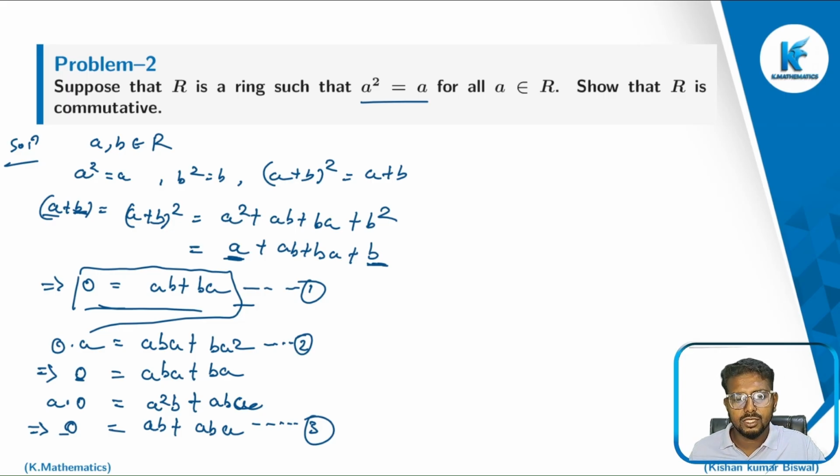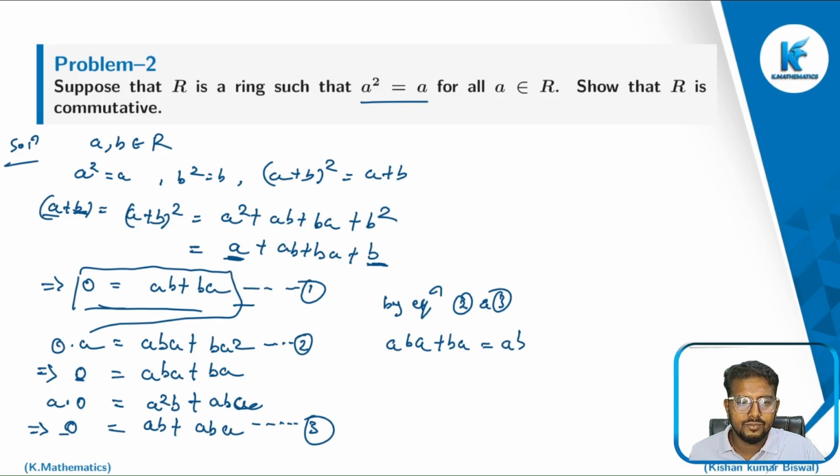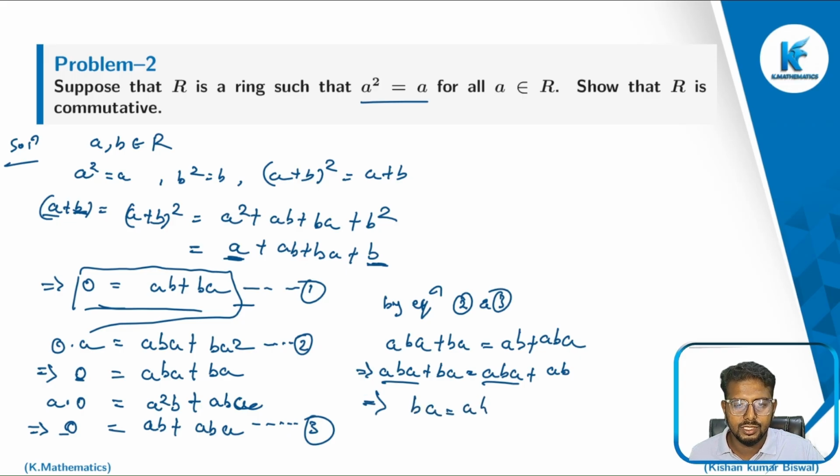सो यहाँ पर बाय इक्वेशन 2 and 3, दिस इज इक्वल टू aba प्लस ba इक्वल टू ab प्लस aba. तो यहाँ पर रिंग जो होता है ये कॉम्यूटेटिव अंडर एडिशन होता है, तो इसे हम ऐसे लिख सकते हैं aba प्लस ba इक्वल टू aba प्लस ab. तो यहाँ पर देखो बाय लेफ्ट कैंसलेशन लॉ ऑफ एडिशन यहाँ पर aba कैंसल आउट हो जाएगा. दिस इज इम्प्लाइज ba इक्वल टू ab. तो यहाँ पर a एंड b जो है आर्बिटरी है, तो यहाँ पर ba इक्वल टू ab होगा फॉर ऑल a एंड b बिलोंग्स टू R. सो हियर द रिंग इज कॉम्यूटेटिव.